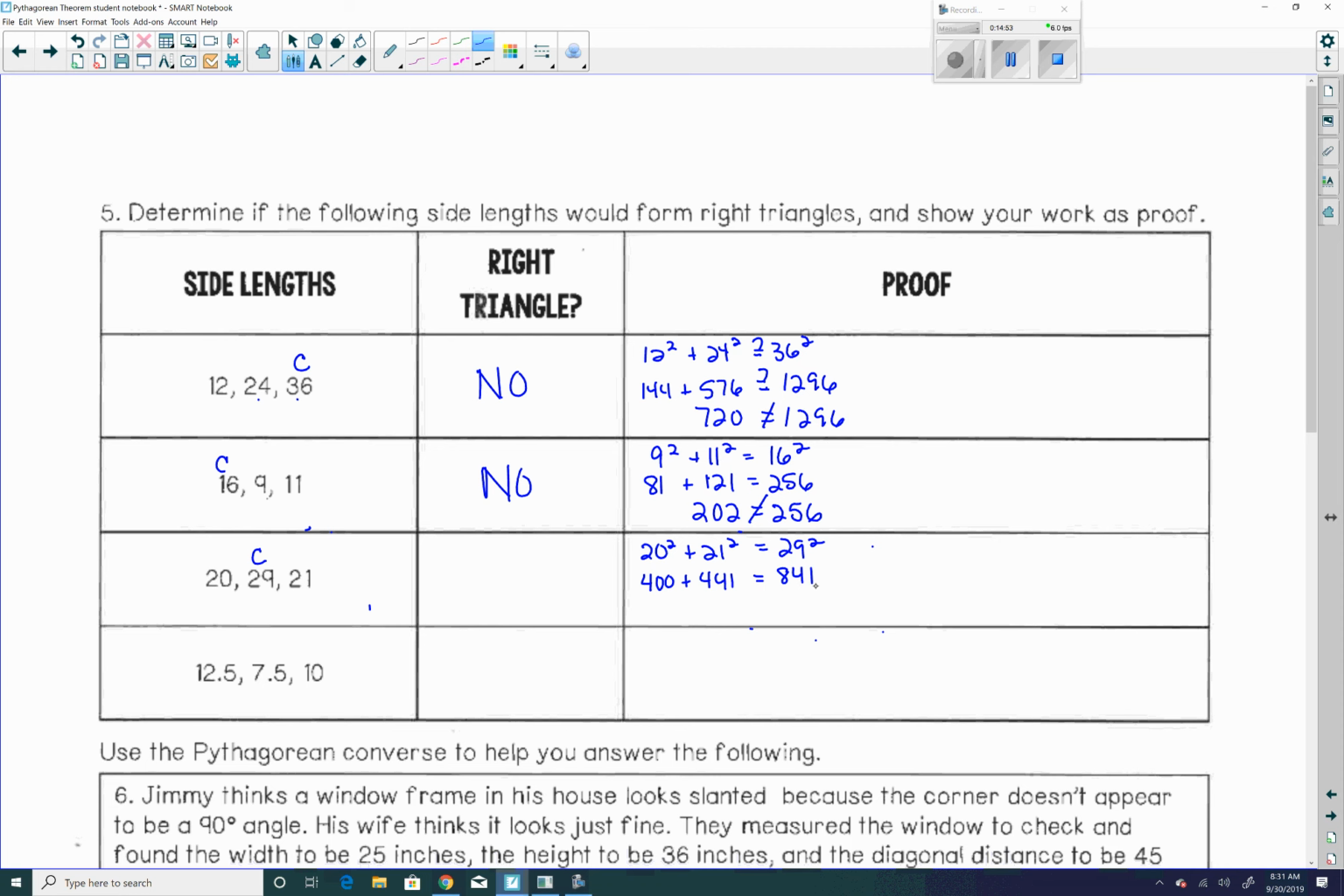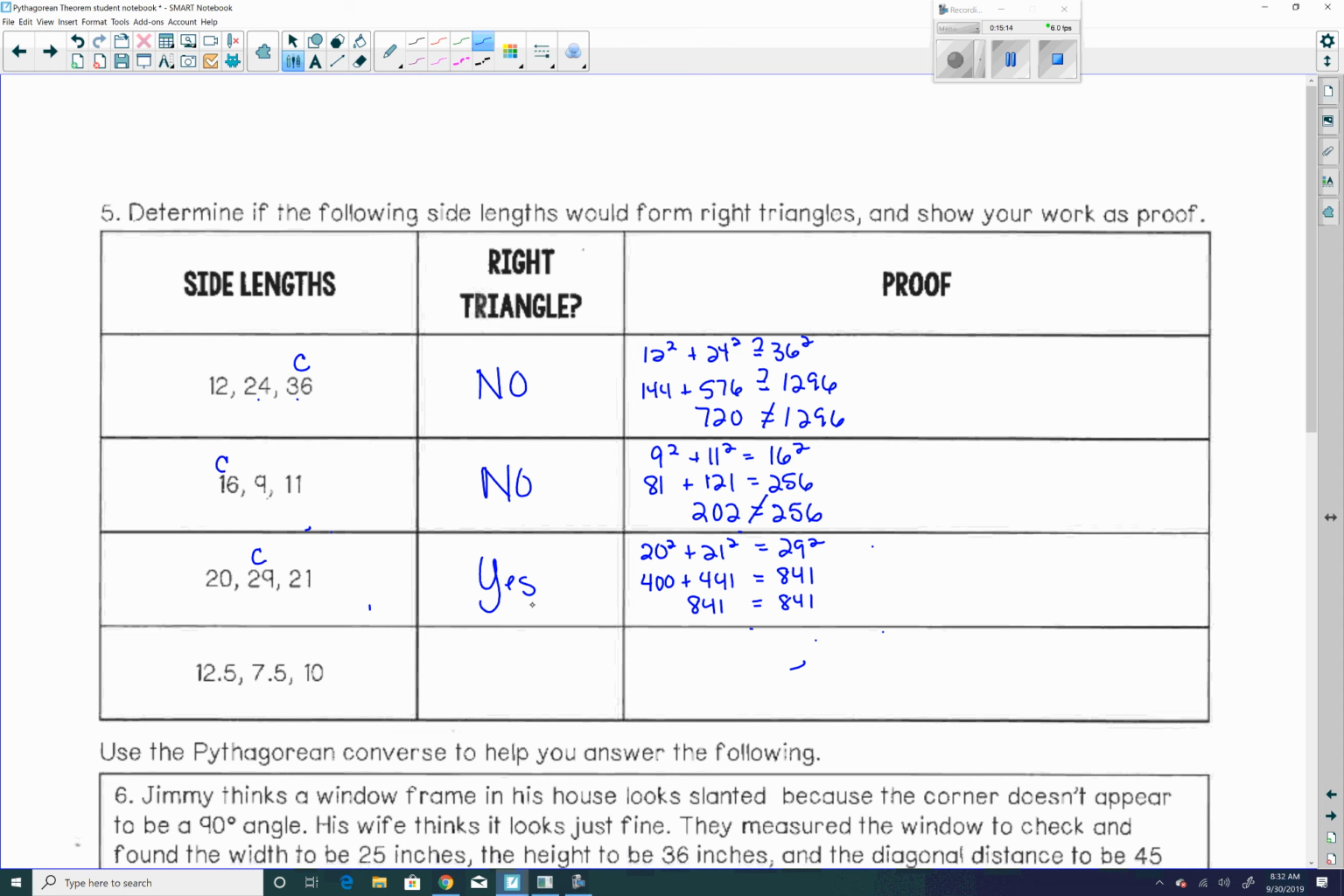So when we add 400 plus 441, we're going to get 841, and 841 equals 841, so yes, this is a right triangle. Now the last one, don't let the last one throw you, because we just have a couple of decimals thrown in there.